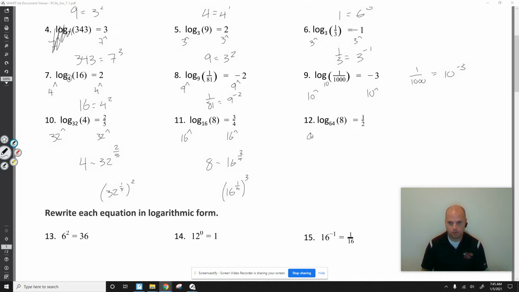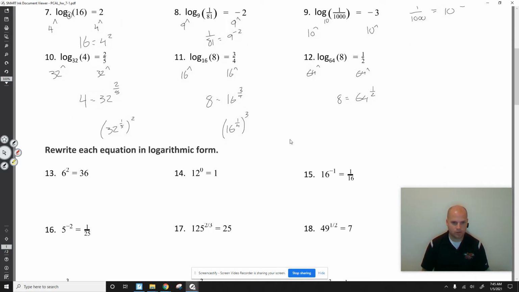Base is 64. 64 to the, I get 8 equals 64 to the 1/2 power. A 1/2 power is the same as the square root. And these fractional powers are the same as roots, like the 4th power is a 4th root, a 1/3 power is a 3rd root, cube root.